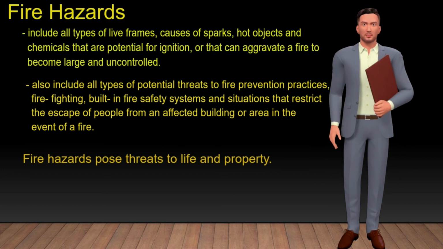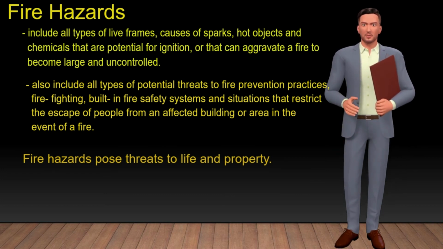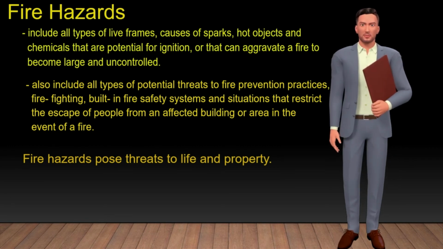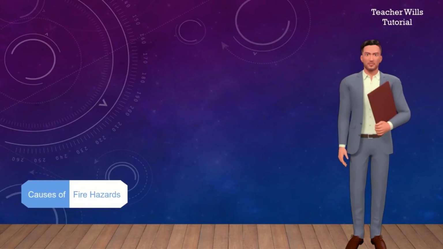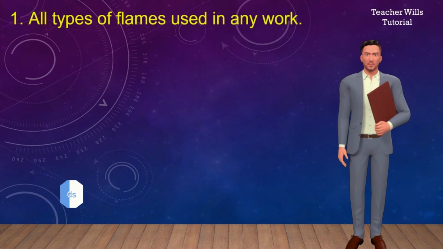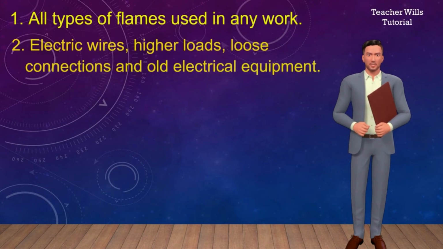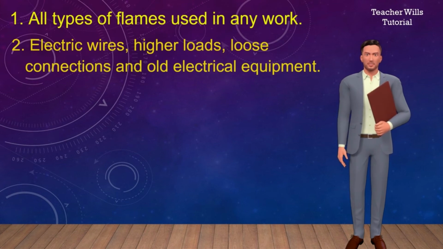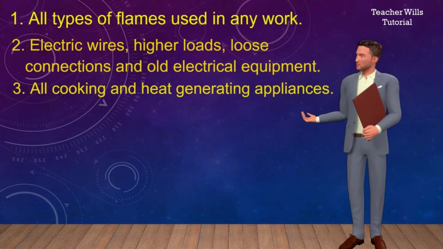It is therefore the prime object of safety systems to detect, remove or reduce the risk of fire threatened by these potential hazards. The following fire hazards are common at home, in public places, transports and workplaces. 1. All types of flames used in any work. 2. Electric wires, higher loads, loose connections and old electrical equipment. 3. All cooking and heat-generating appliances.